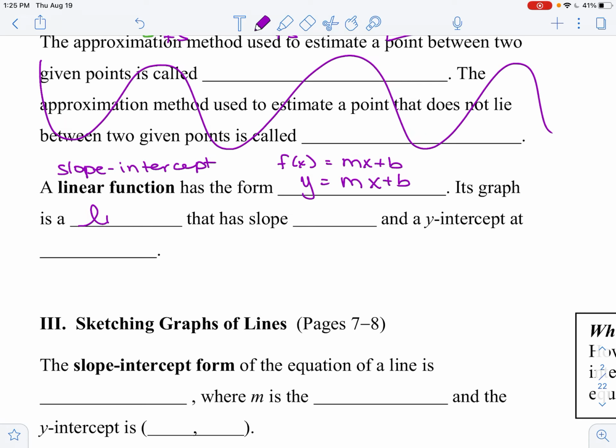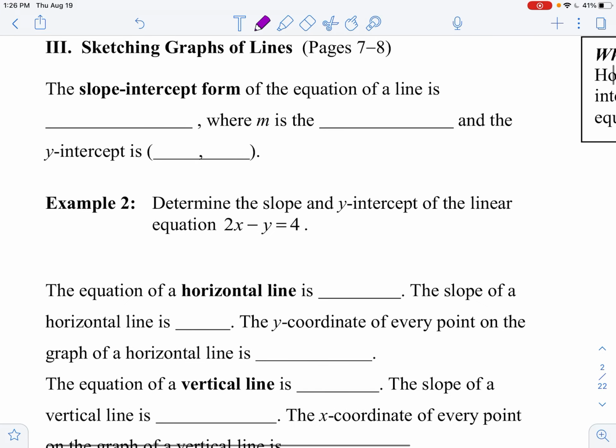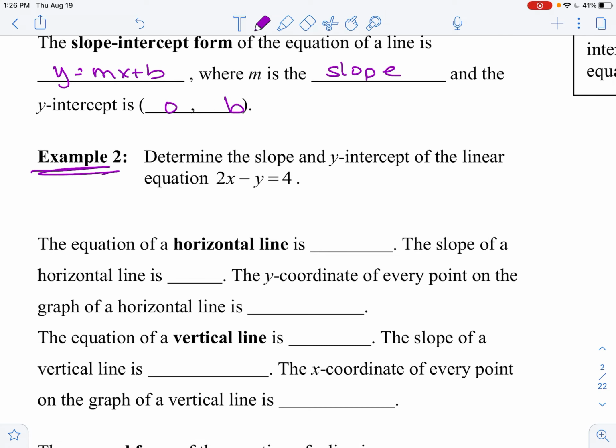Okay, so the graph is a line, and it has the slope m, and the y-intercept is the value of b when the x value is 0. So this is where it crosses the y-axis, aka where x equals 0. Okay, so again, slope-intercept is y equals mx plus b, where m is the slope, and the y-intercept is 0, comma b.